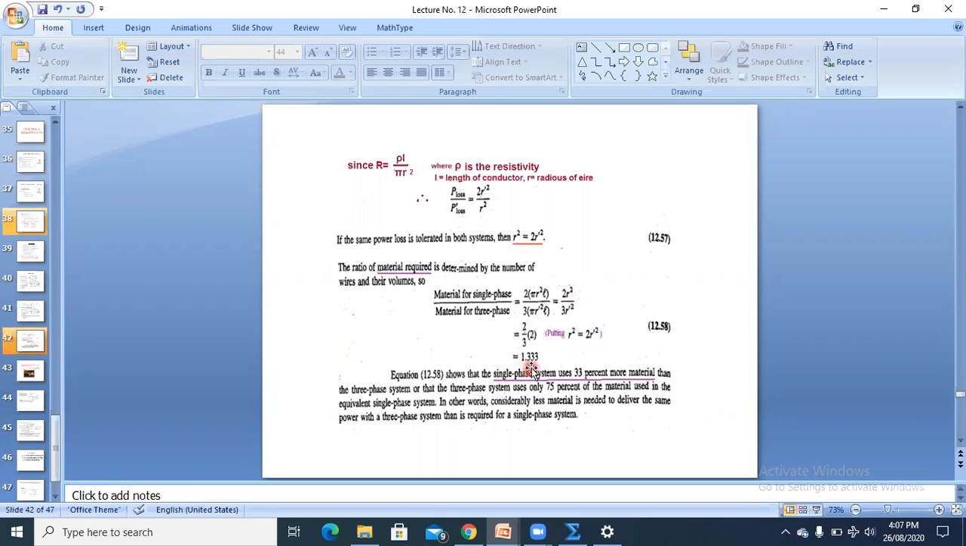So that is 1.333. It means that the material required, or the amount of copper required, for a two-wire system is 33% more as compared to the three-phase system. So for a long distance transmission, it is difficult to handle heavy copper and the cost of the copper of the two-wire system. That's why we maintain a three-wire system for transmission of the power system.